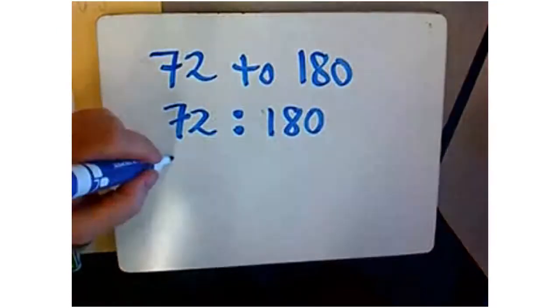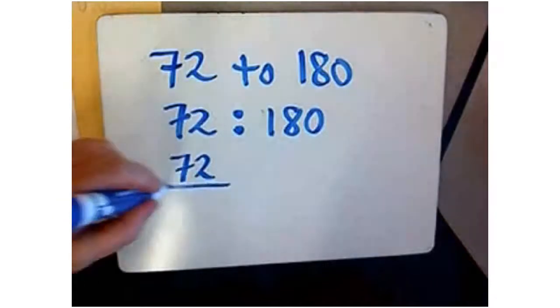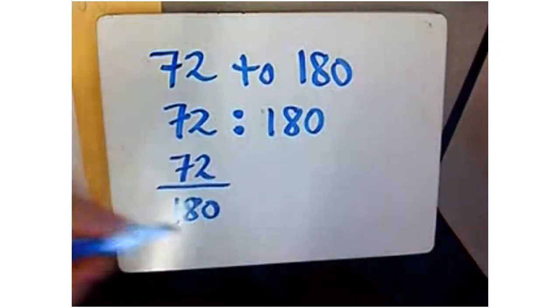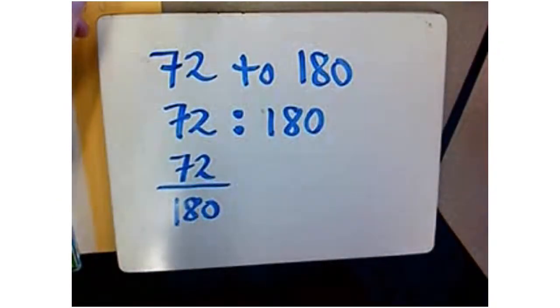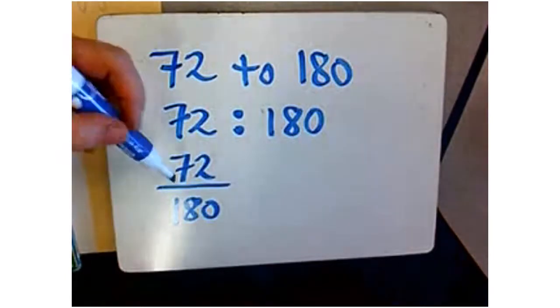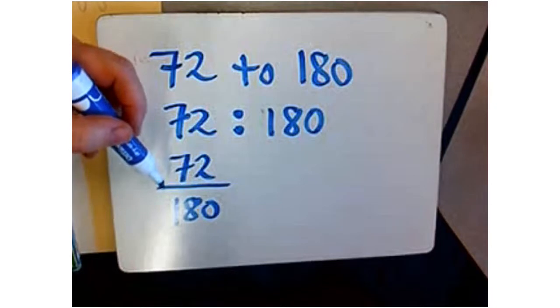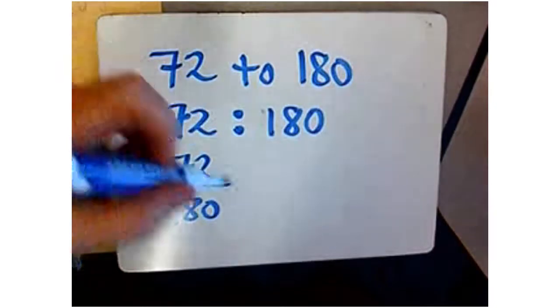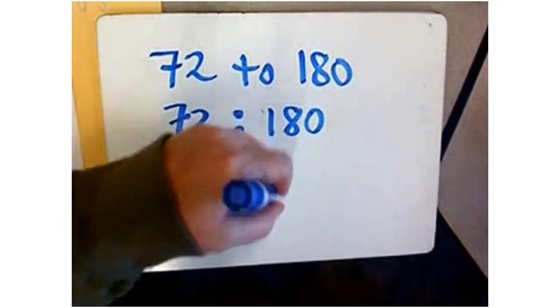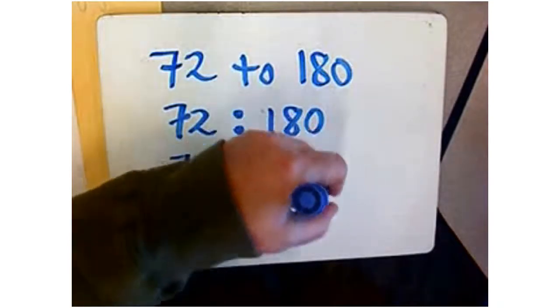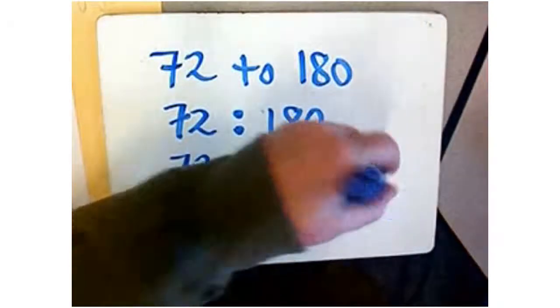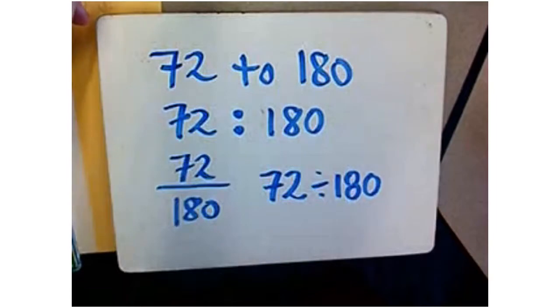Then they also write it in fractional form, and that's what we do a lot in mathematics with our ratios, is to write them in fractional form. So 72 over 180, or in Braille, simple fraction open, 72/180, simple fraction close. Also, you can write it as division, 72 divided by 180, because that's what it is. It's comparing two numbers by division.